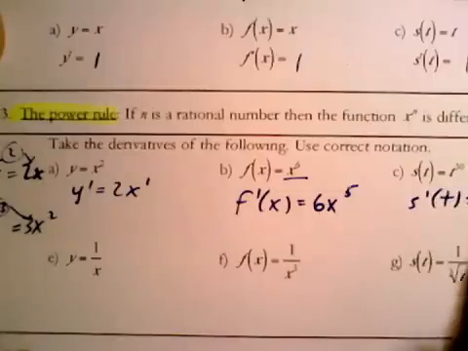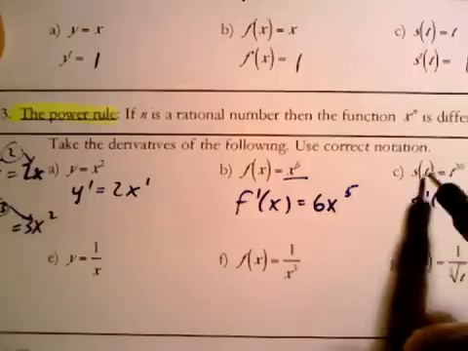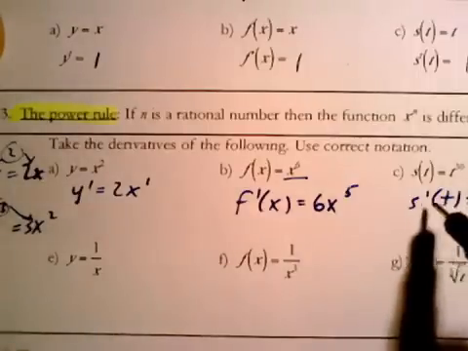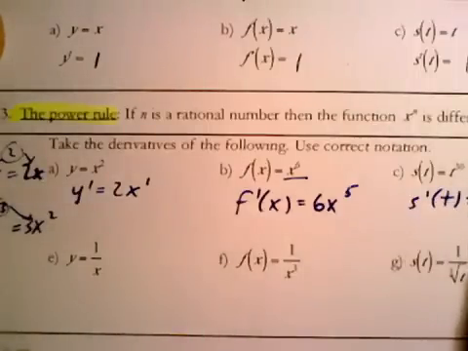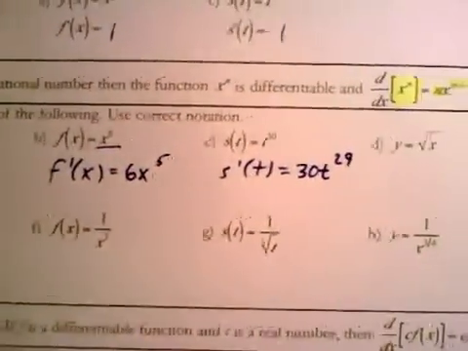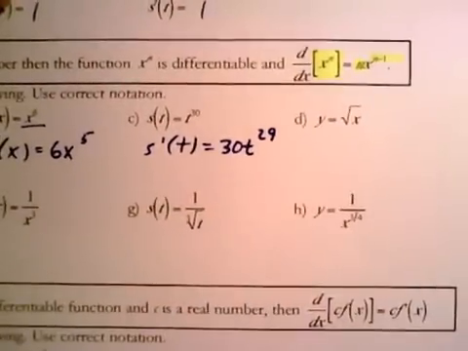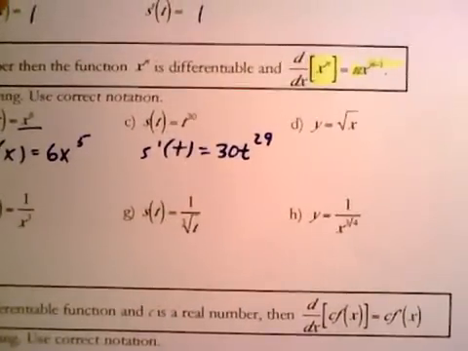s prime of t is equal to 30 times t to the 29th power. So again, s of t is t to the 30th. s prime of t, the derivative of s of t, is equal to 30 times t to the 29th. And it's usually about this point when students are saying, well, why didn't you tell us this in the beginning? This is so much easier. And it is. It is much easier.